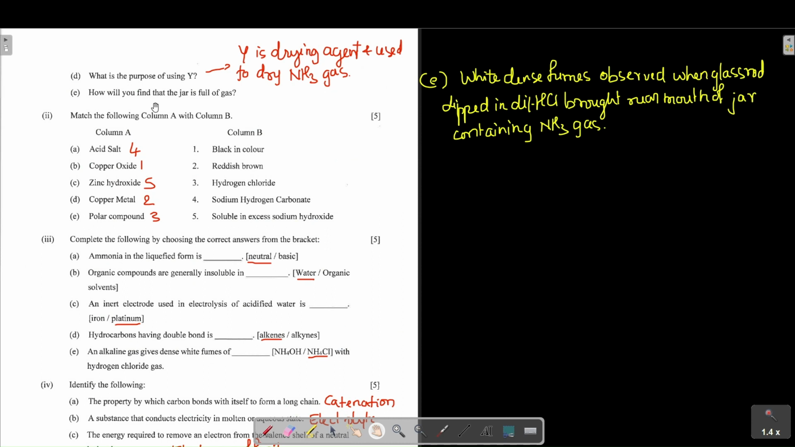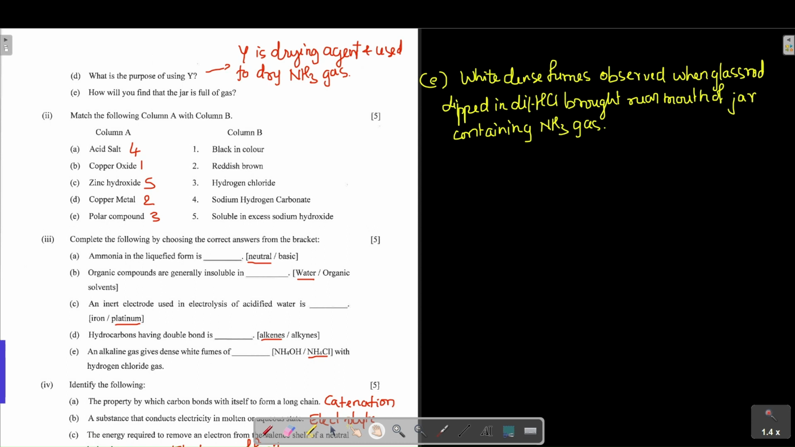How will you find that the jar is full of gas? White dense fumes are observed when a glass rod dipped in dilute HCl is brought near the mouth of the jar containing ammonia gas. You might already know this: NH3 plus HCl gives you NH4Cl, that is the white dense fumes.